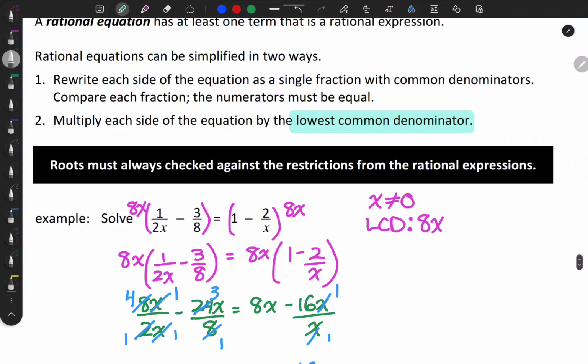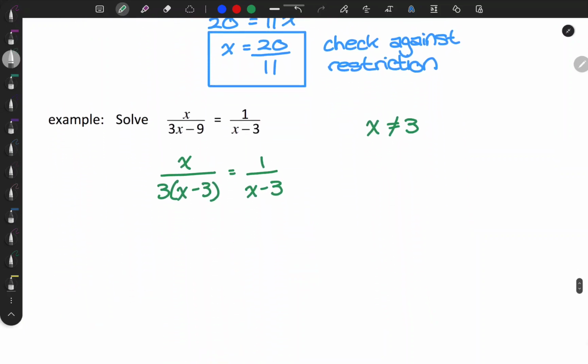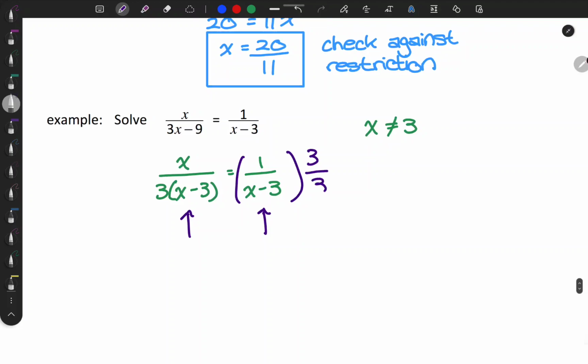Method 1 is to rewrite each side of the equation as a single fraction with common denominators, and then compare the fractions; the numerators must be equal. I like this because I already have single fractions, and I'm really close to a common denominator. All I really need to do is take the right side and multiply it by 3. I'm going to do that in the numerator and the denominator. That way I'm multiplying by 3 over 3, or 1.